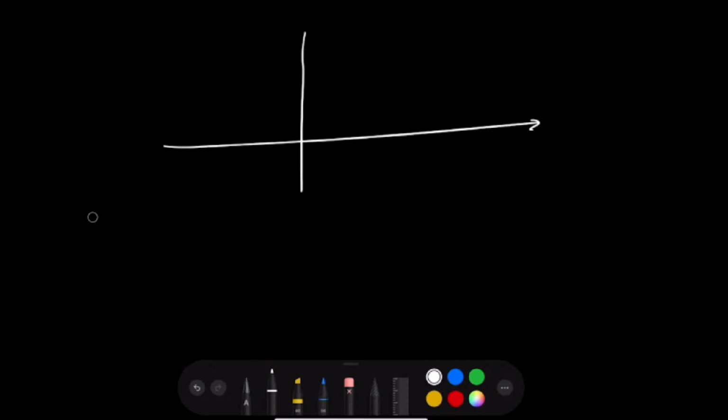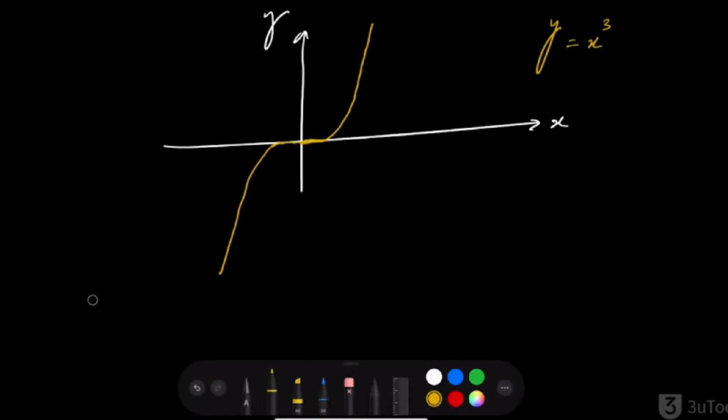Now, first let us draw the graph for x cubed. So this is x, this is y. What graph are we intending to draw? y equals x cubed. Now the graph will be something like this. I can draw the graphs easily because I have been seeing these graphs for so many years, but if you do a little bit of practice, you too can. So this will be the graph for y equals x cubed.